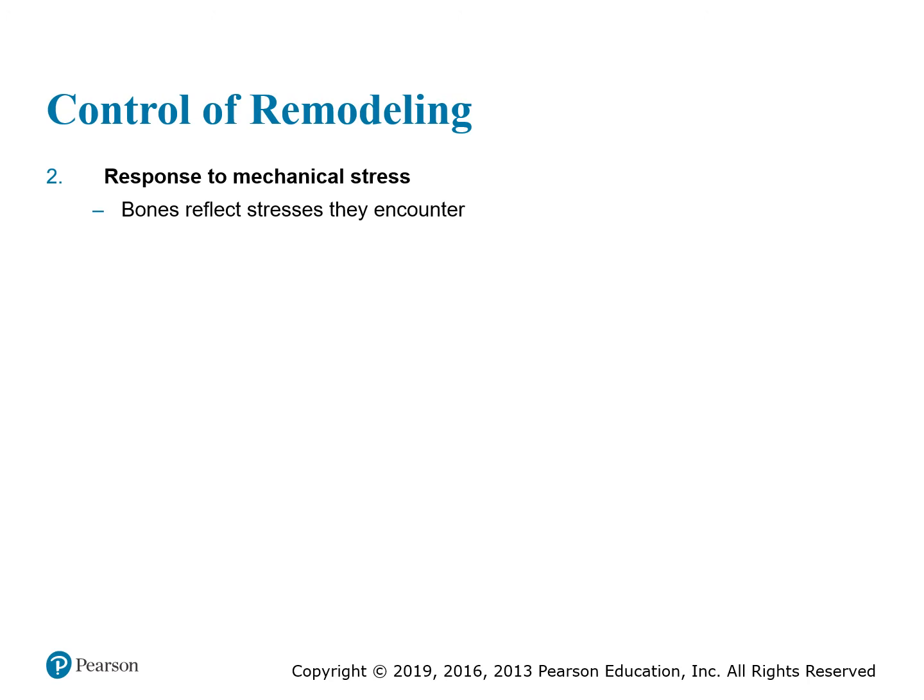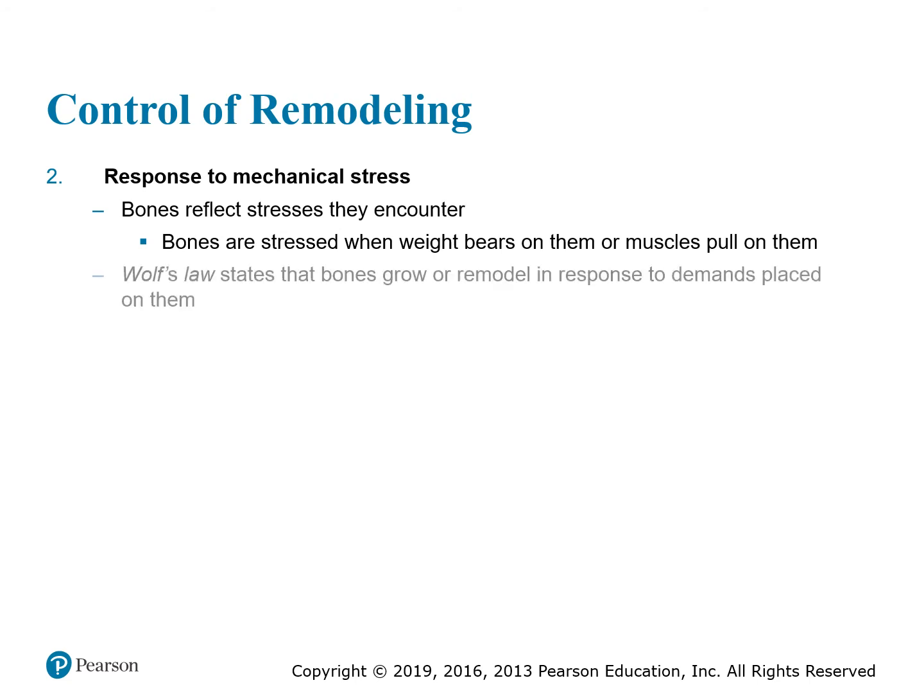So the second type of remodeling is response to mechanical stresses, and this is the idea that bones reflect stresses that they encounter. So basically, bones get stressed when weight bears on them or when muscles pull on them. And there's a law called Wolff's Law that says that bones will grow or remodel in response to the demands that are placed on them.